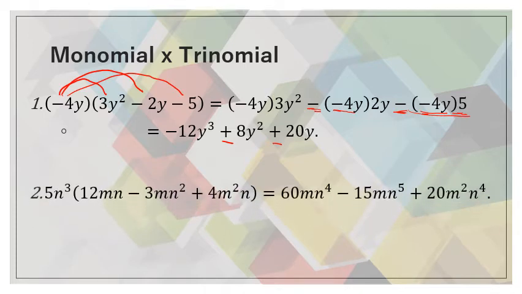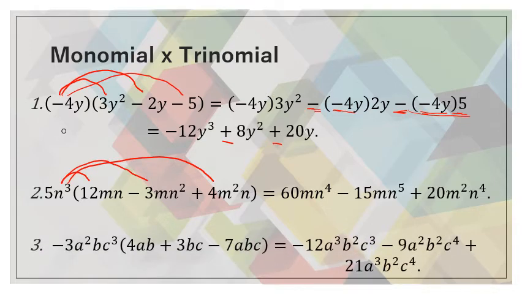If we multiply 5n cubed to 12mn minus 3mn squared plus 4m squared n, we get 5n cubed times 12mn, that is 60mn to the power 4. 5n cubed multiplied to minus 3mn squared will give us minus 15mn to the power 5. And 5n cubed multiplied to 4m squared n will give us 20m squared n to the power 4.